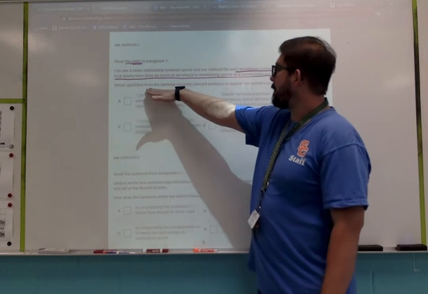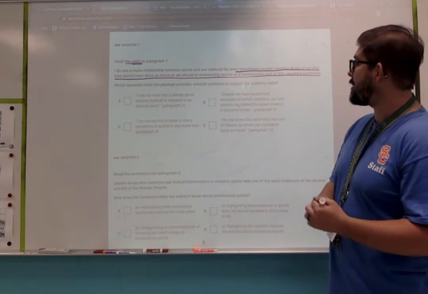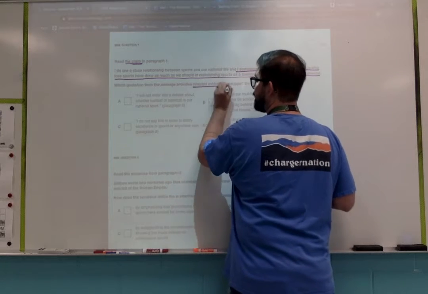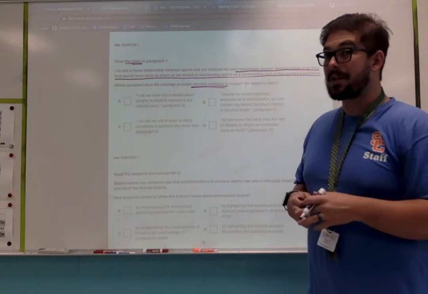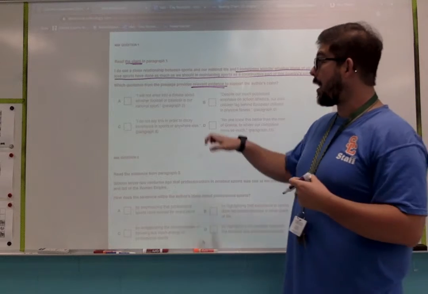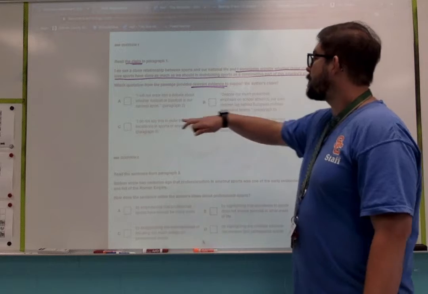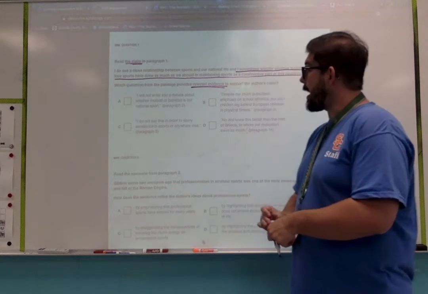So which quotation from the passage provides relevant evidence to support the author's claim? Notice there, which one provides relevant evidence? So which one actually makes sense for us? That tells us that a few of these will not help us at all. Starting with answer choice A.